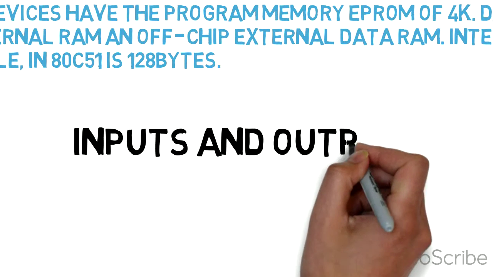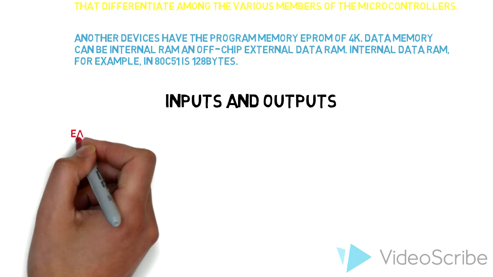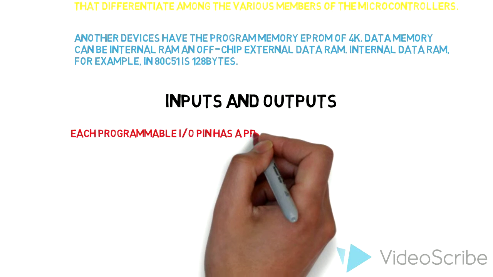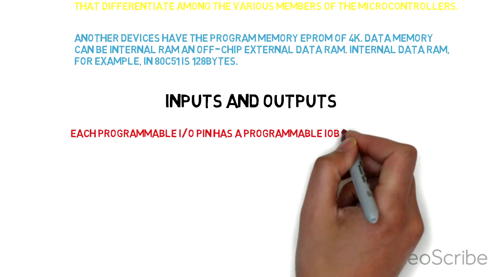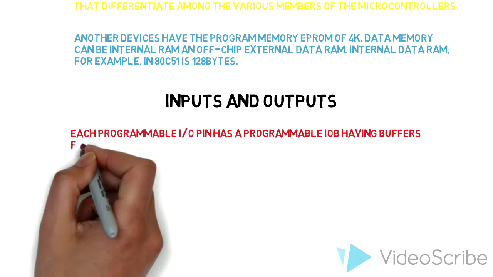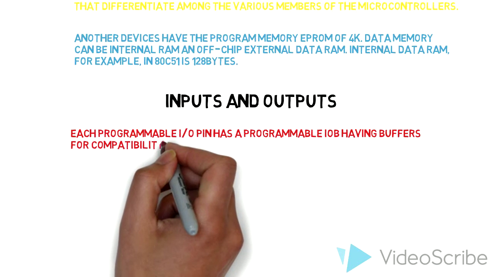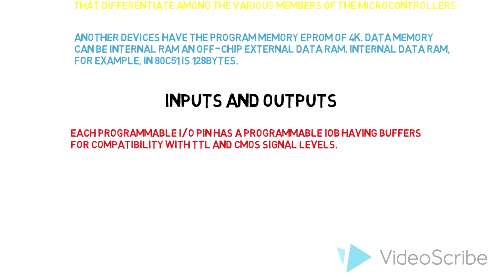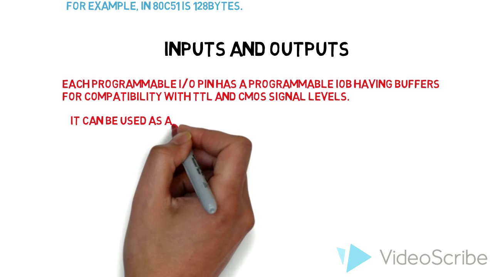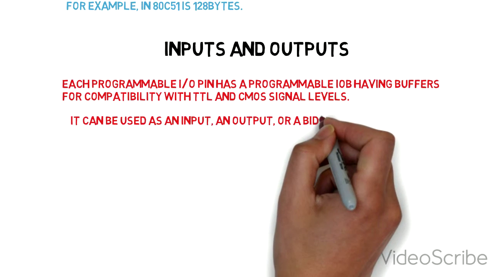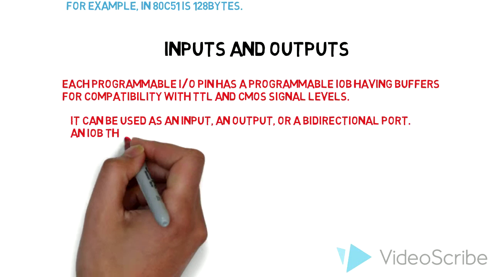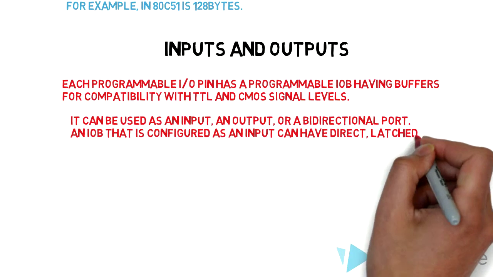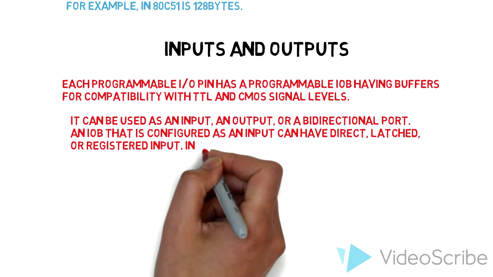Now let's talk about the inputs and the outputs. Well, each programmable input or output pin has a programmable IOV having buffers for compatibility with the TTL and the CMOS signal levels. It can be used as an input, an output, or a bidirectional port. An IOV that is configured as an input can have direct latched or registered input. In an output configuration, the IOV has direct or registered output.